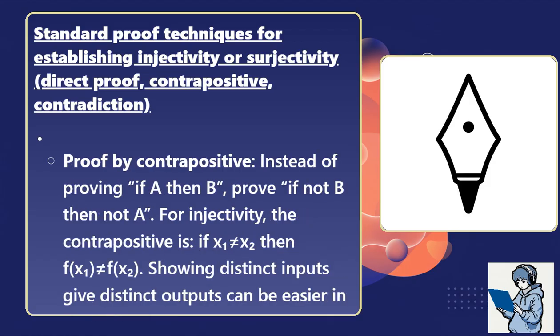Proof by contrapositive. Instead of proving if a then b, prove if not b then not a. For injectivity, the contrapositive is: if x sub 1 not equal to x sub 2, then f of x sub 1 not equal to f of x sub 2. Showing distinct inputs give distinct outputs can be easier in some contexts.